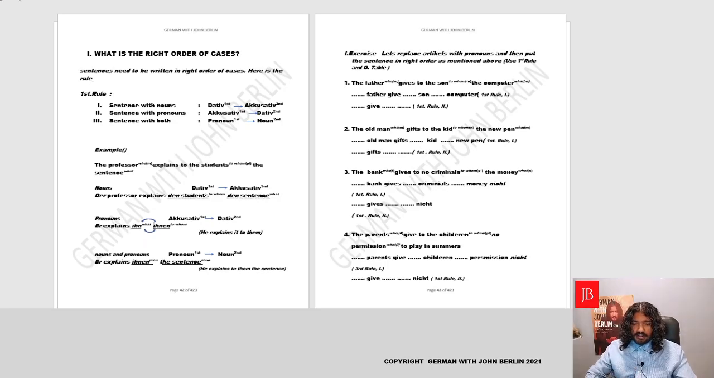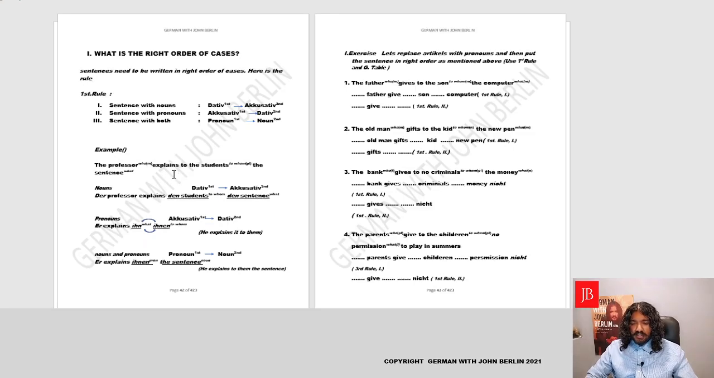So, looking at a sentence, for example, let's have an illustration here. The professor explains to the students the sentence. So basically, who explains to whom what, who being nominative, to whom being dative, and what being accusative. Now in this sentence, the nominative part has got the first position and it always comes with a verb. So there is no confusion here.